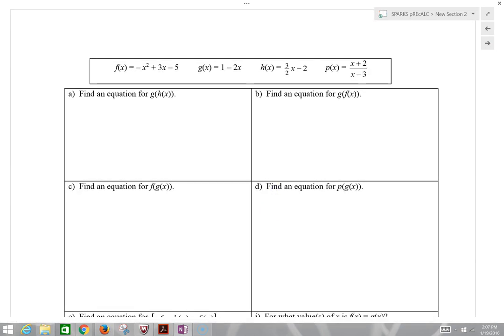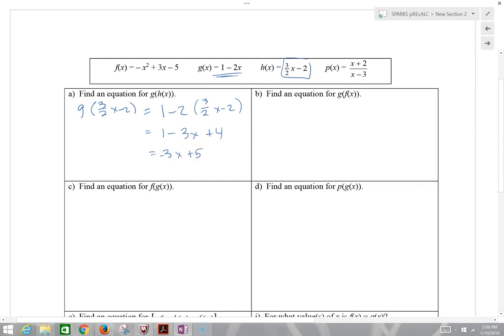On the next page, I'm going to do a couple of these and then let you check your answers. So g of h of x, so we have g of h, here's h, 3 halves x minus 2. That is equal to, here's g, 1 minus 2, and in place of x we're going to plug in the value we're looking for, which gives us 1 minus 3x plus 4, negative 3x plus 5. Alright, you do B, C, and D, and then we'll take a look at E after we come back. So pause it now.